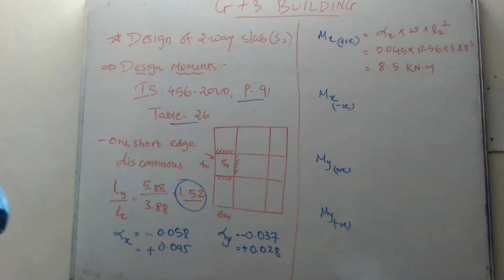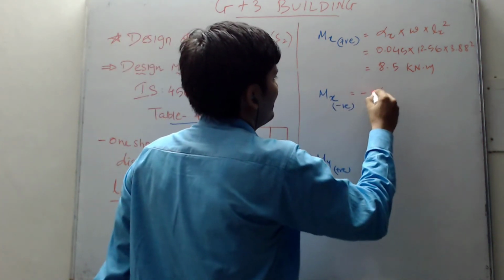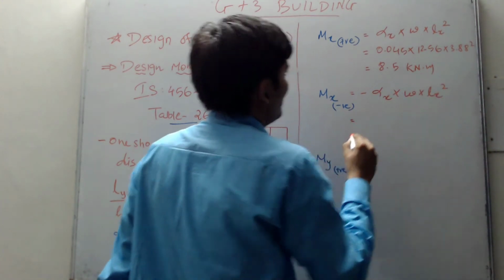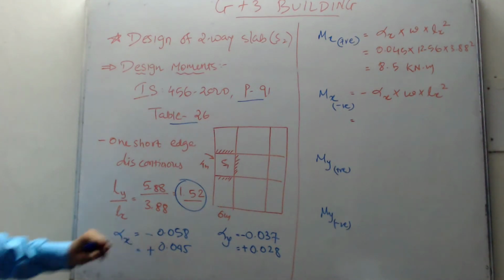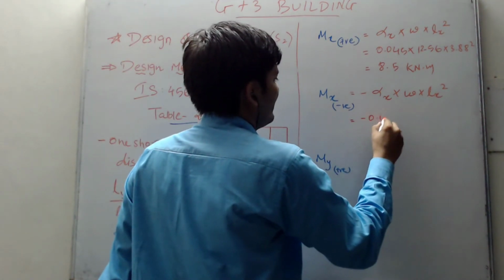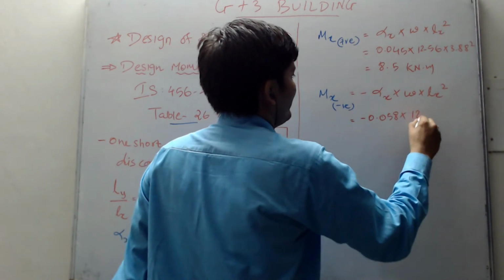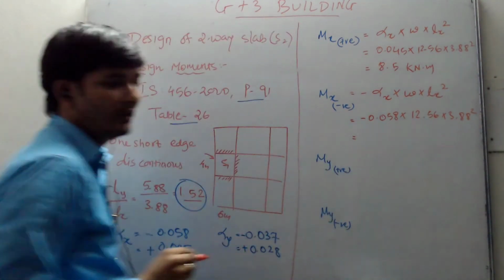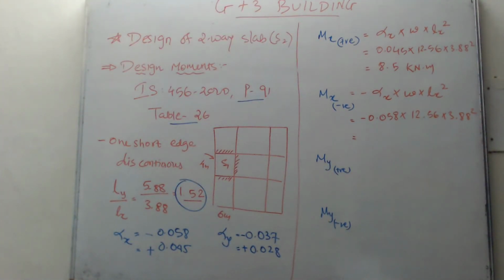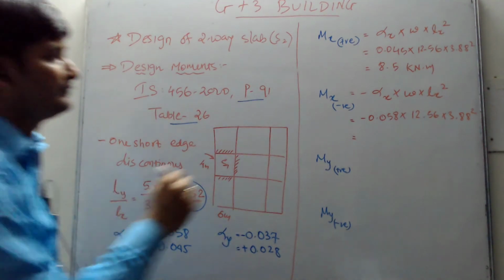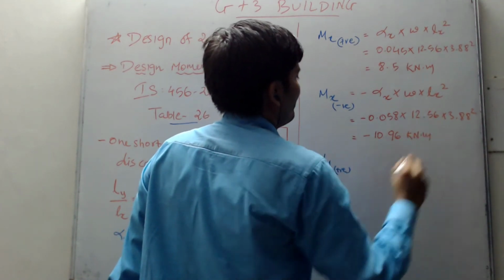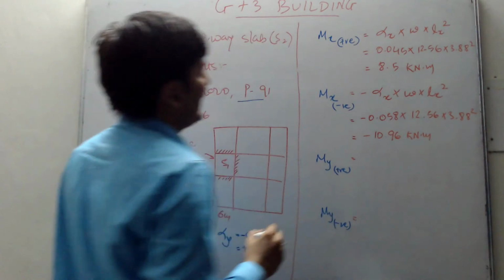Next we are going to calculate the negative value. So the formula will remain the same, negative alpha x into w into Lx square, right? Only the coefficient will change, minus 0.058 multiplied by 12.56 multiplied by 3.88 square. So if you calculate this, the negative value comes out to be minus 10.96 kilonewton into meter. So this completes our Mx positive and Mx negative.